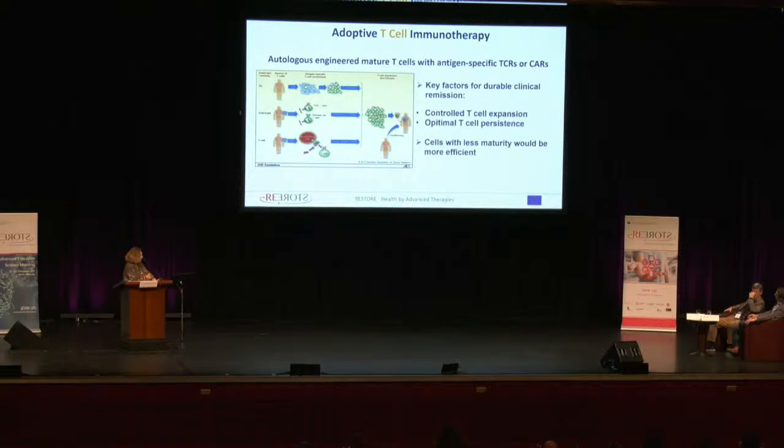And as we learned from the clinical trials, there are some key factors for durable clinical remission: it is important to control the T-cell expansion so they are not exhausted, but also to have an optimal T-cell persistence of the CAR-T, for example, after the injection. And we now know probably that less mature cells would also be more efficient.